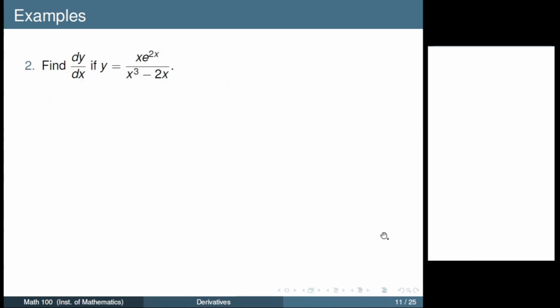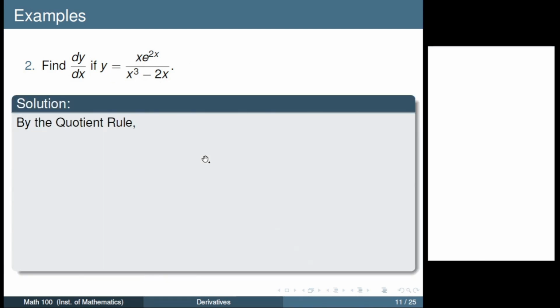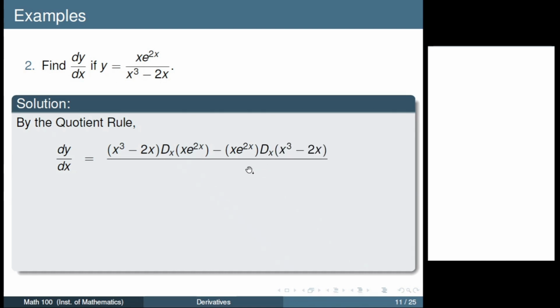Now, for number 2, we want to get the derivative of x e to the 2x divided by x cubed minus 2x. So since meron tayong quotient here, ang una lang natin gagawin is to use the quotient rule. So by quotient rule, ano nga yun? Low times the derivative of high, minus high times the derivative of low over low squared. Okay? So ito ang quotient rule natin.